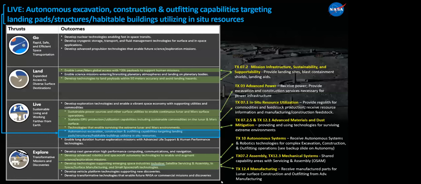If you look at this technology development portfolio, we've divided it into go, land, live, and explore. Those are the thrust areas. And then on the right, there are outcomes. I've highlighted the live outcome. One of them is autonomous excavation, construction, and outfitting capabilities targeting landing pads, structures, habitable buildings using in situ resources. And those are all mapped to the NASA taxonomy, which has various technology areas that NASA is developing. So this is a very structured framework.